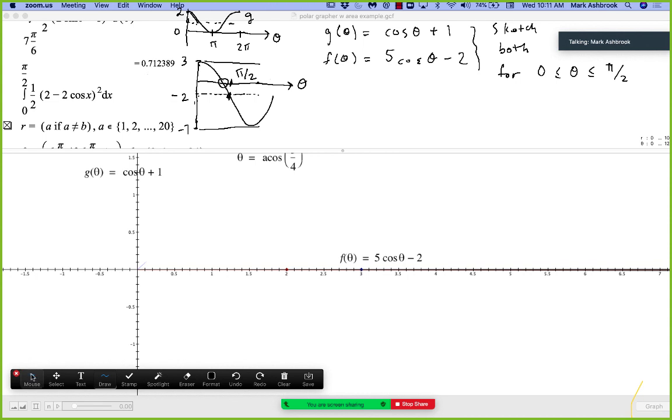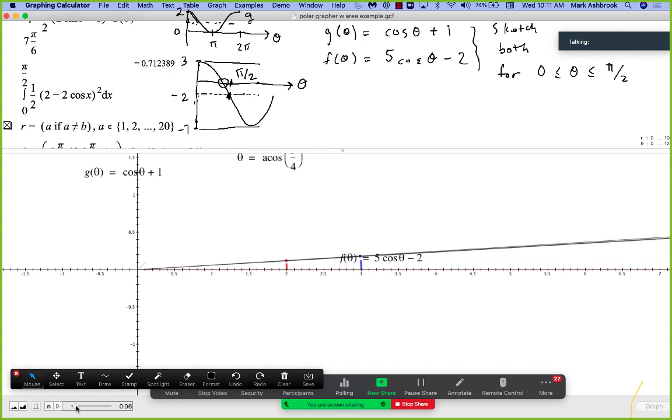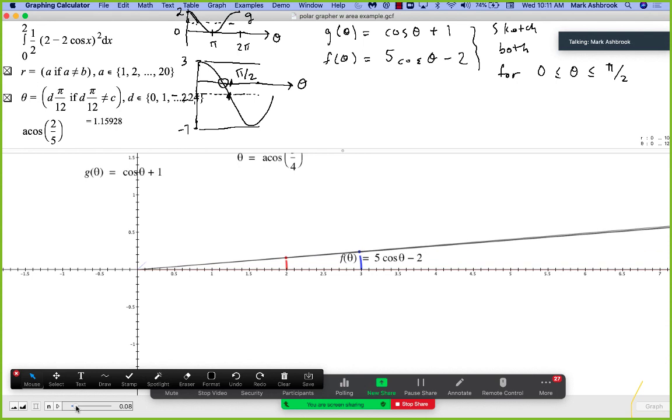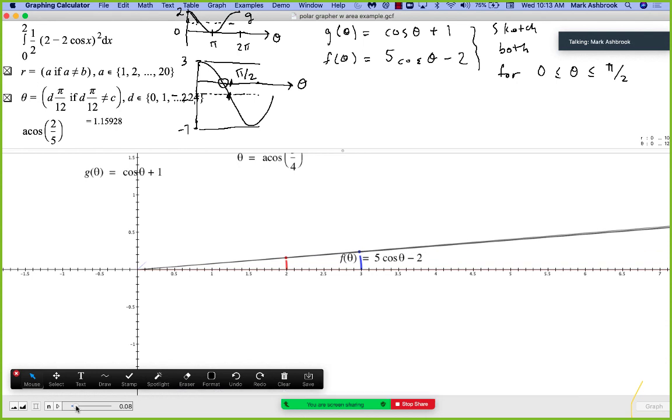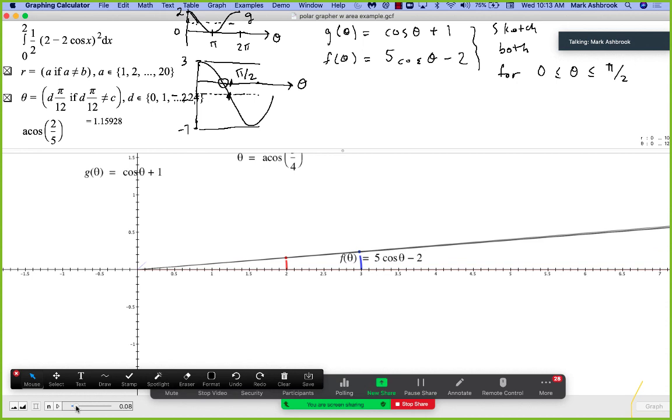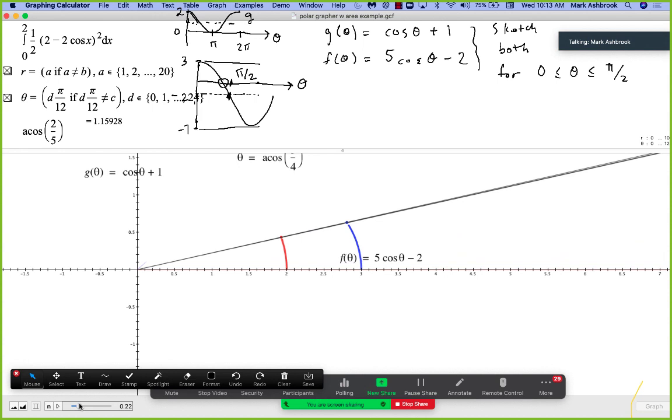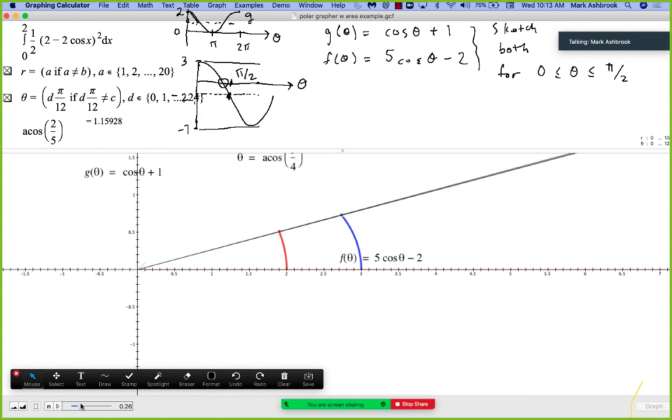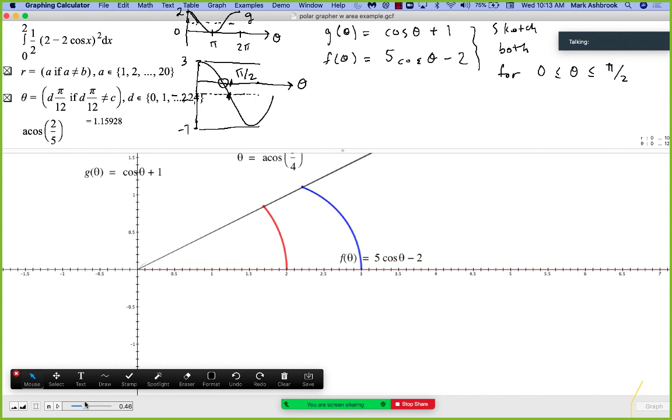So let's see these graphs here. I don't know how far you made it. We need to move on. Hopefully you made some progress. But the f function starts at 3, and the g function starts at 2, and they both decrease. At some point they're going to intersect because f is decreasing more rapidly.